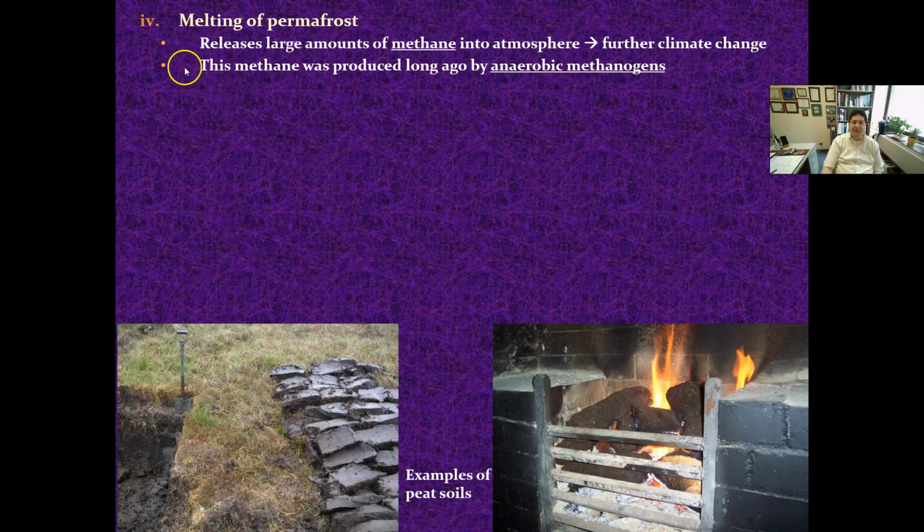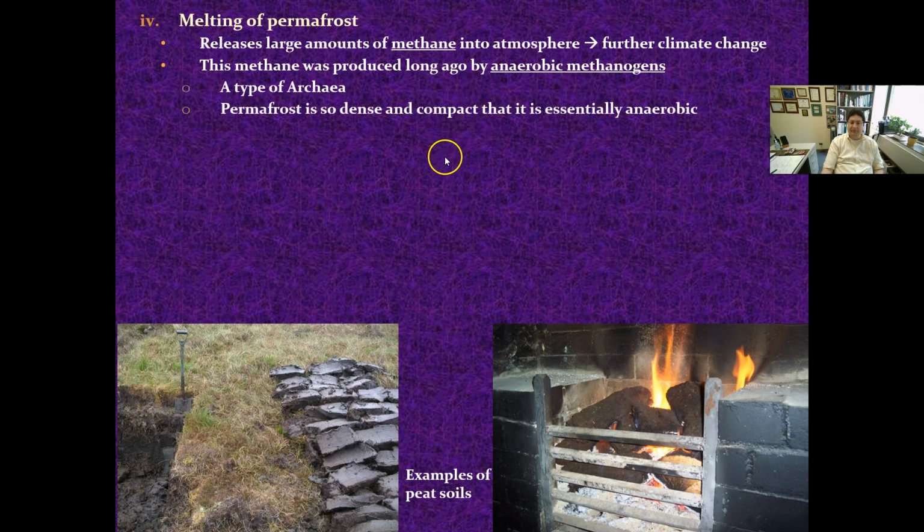Now, where does this methane come from? This methane was produced long ago by anaerobic methanogens. Remember, methanogens are archaea, not bacteria, archaea that produce a lot of methane, and they don't require oxygen. So long ago, all this methane was produced. But the permafrost is so dense and compact that it's essentially anaerobic. Methanogens are anaerobic. They don't need the oxygen. This was good conditions for them, anaerobic conditions. They produced a lot of methane, but the methane remained trapped in the permafrost because it was permanently frozen until now. So now all that methane's being released.